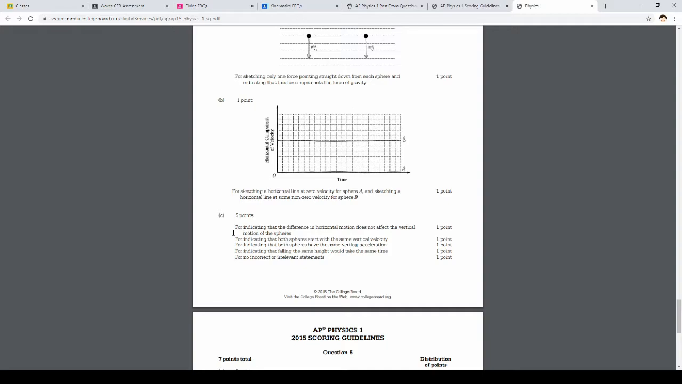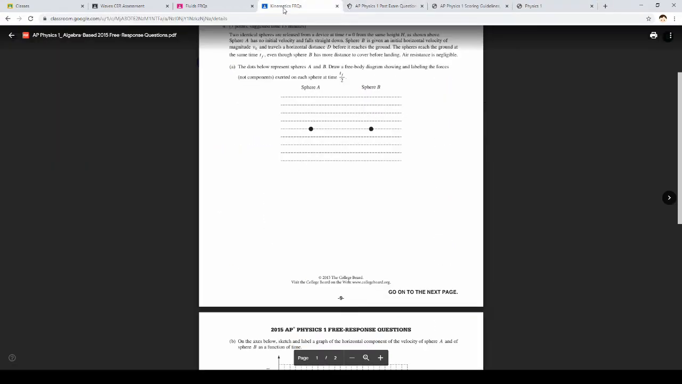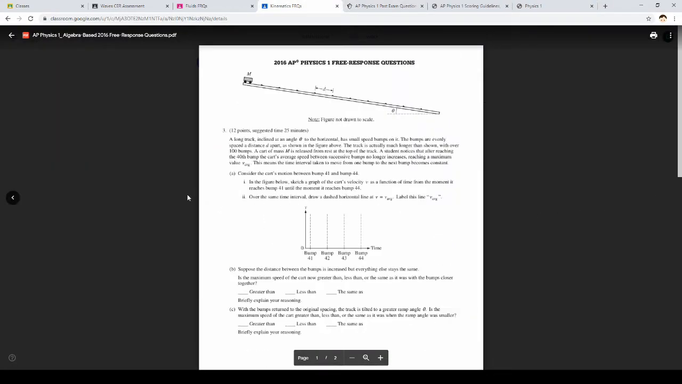So I've made a chain of statements: because of this, then this is true, then this is true, then this is true. That leads us to our answer. So that's it for that question. The next question we had was off of the 2016 free response question. This was a 12-point question.